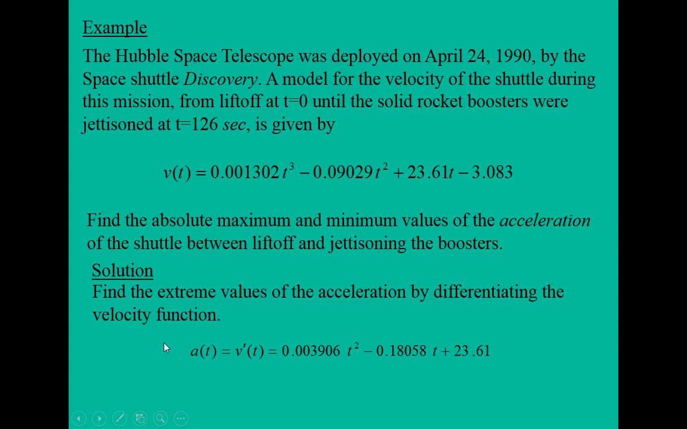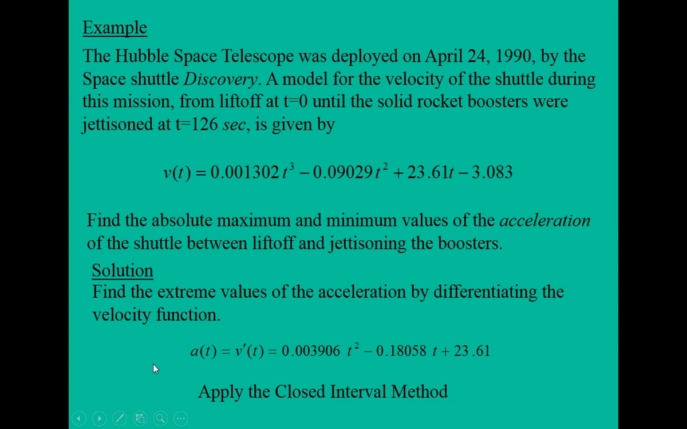Now thinking about this problem, we are trying to find the absolute maximum and minimum values of the acceleration. So we don't want to set this equation equal to 0. This is our acceleration function. When we're trying to find a maximum or minimum value of a function, we find its derivative and set that equal to 0. So to find the absolute maximum and minimum values for the acceleration function, we are going to have to take the derivative of the acceleration function and set that equal to 0.